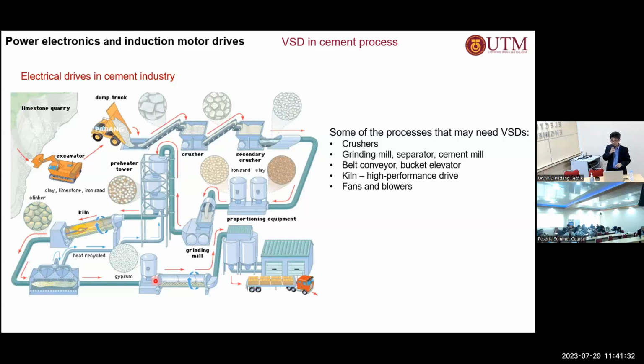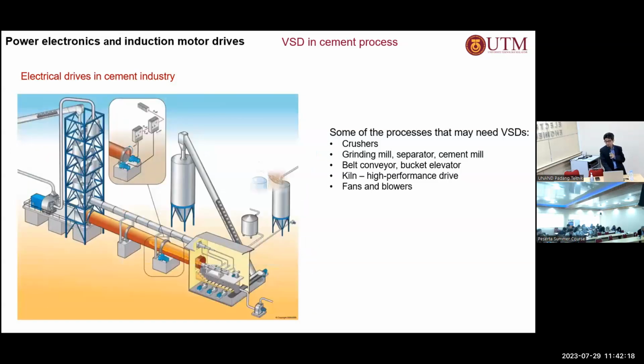So that is basically where variable speed drives are required in cement industries: the crushers, grinding mill, and separator. Another process is where you separate the large particles and the small particles during the grinding, right? Then you probably need a variable speed drive as well, in order to control the speed of the separator. And then the cement mill, the belt conveyor, the bucket elevator, and the kiln, which requires high performance. The only place where you require high performance control is the kiln rotary drive, and the fans and the blowers, which require variable speed but do not necessarily require a high performance drive system.